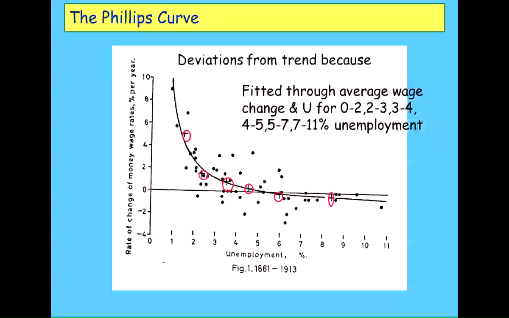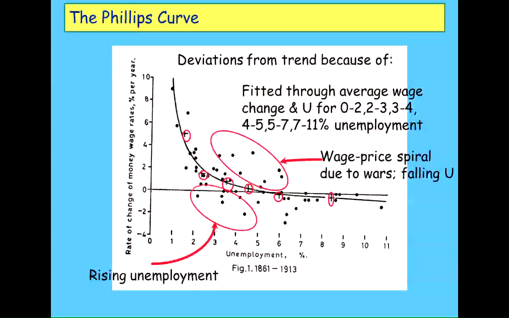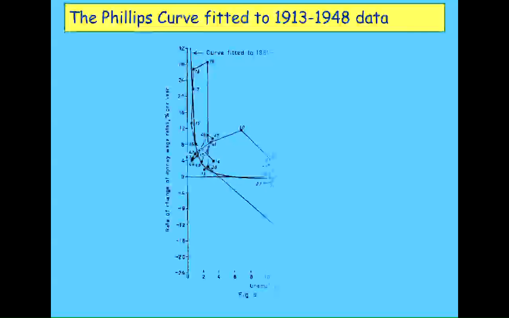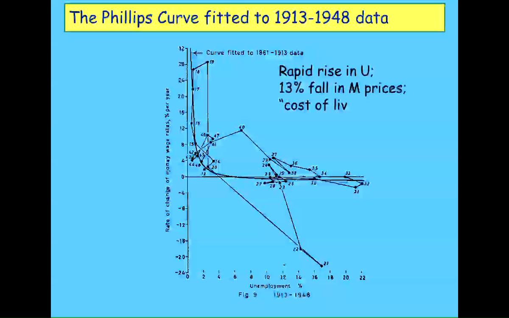And he then said there are deviations, and he explained them by saying, well, there were wage-price spirals due to wars, Napoleonic conflicts and things like that, the Crimean War, and rising unemployment would also lead to the data being below the curve. Now he then extrapolated the data to data we already had from 1913 to 1948. And with a couple of glaring exceptions, he found that it fitted the curve for that later period as well.